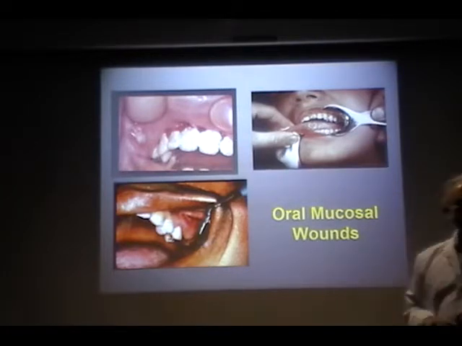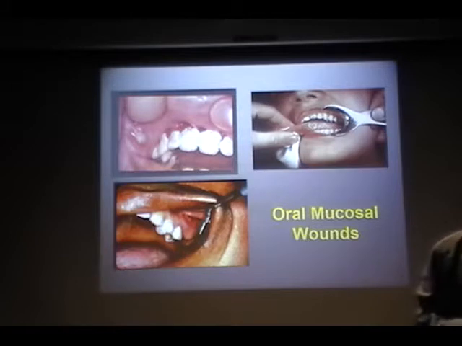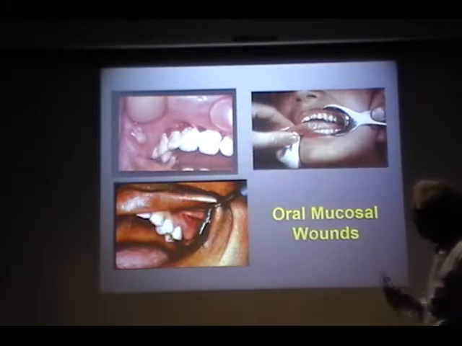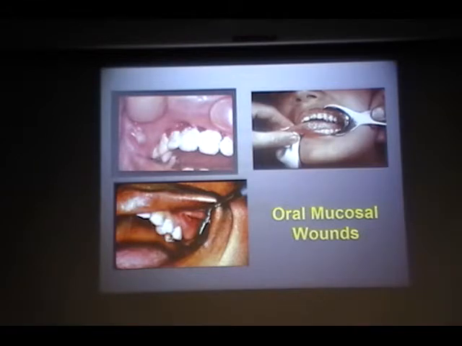This is the only clinical slide I'm going to show you today. Look at those three panels. Look carefully at those three panels. Describe to me what you see. I'll make it easier. You see that there? You see that there? What's the common denominator?